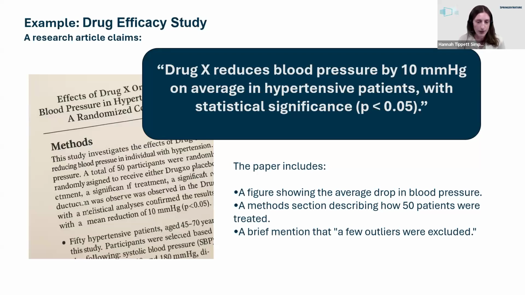We're left with important unanswered questions. So for example, how many patients were excluded? Was it 3? Was it 15? In a sample of 50, that difference is pretty big. If you exclude outliers, does that significantly alter the averages and the statistical significance?